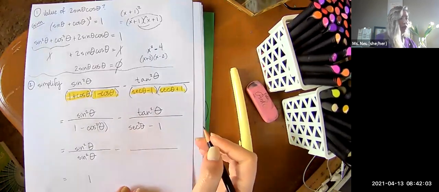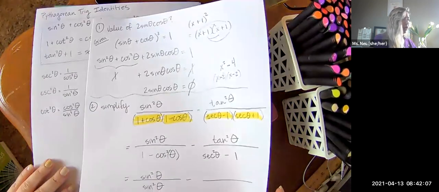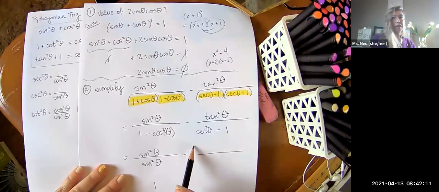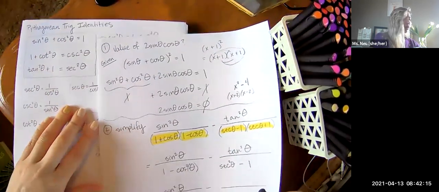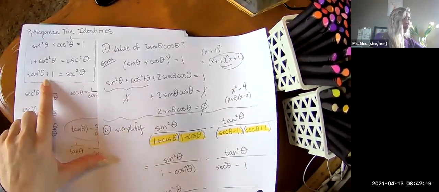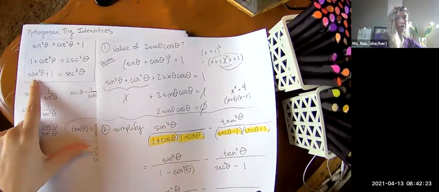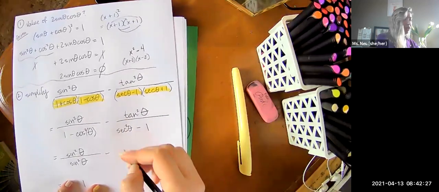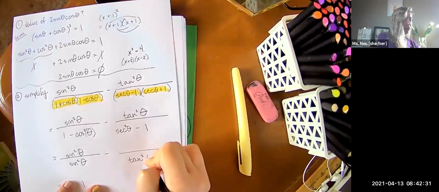All right, over here, secant squared minus 1. I'm thinking this is going to do something over here. So secant squared minus 1. Oh, here we go. Secant squared is here. So this is going to be minus 1 gets me to tangent squared theta. So secant squared theta minus 1 is tangent squared theta.